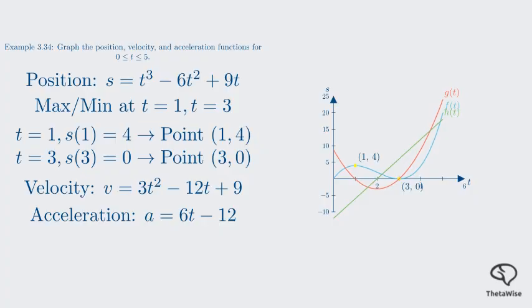Let's summarize the graph relationships. The slope of the position graph gives you the value of the velocity. When the position graph is going up, its slope is positive, and the velocity graph is above the axis. When the position graph is flat, its slope is 0, and the velocity graph is on the axis. The same applies to the velocity and acceleration graphs.